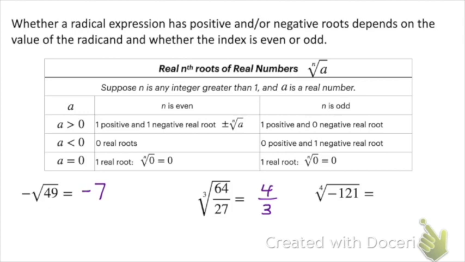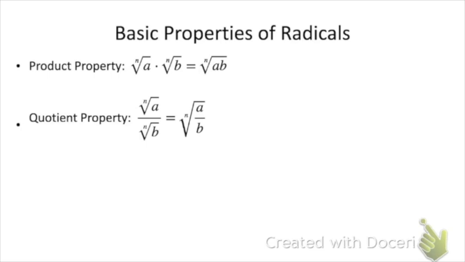Then we have the fourth root of negative 121. We have a number less than 0. That means there are no real roots. We can't take the even root of a negative number. So no real roots.